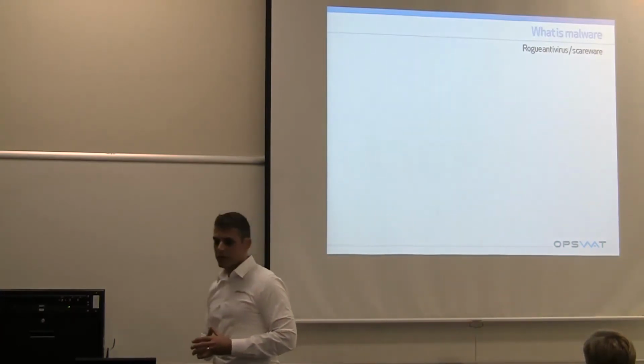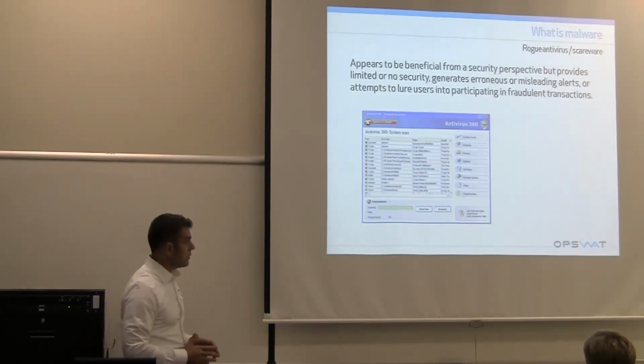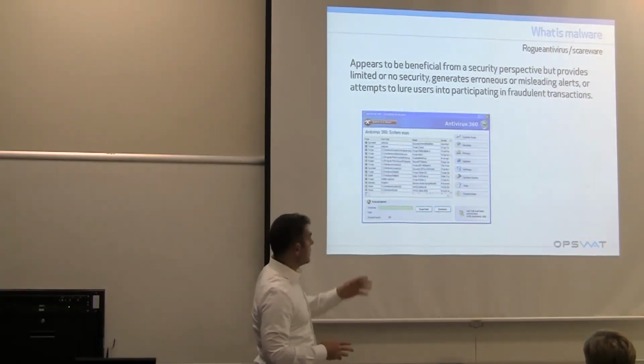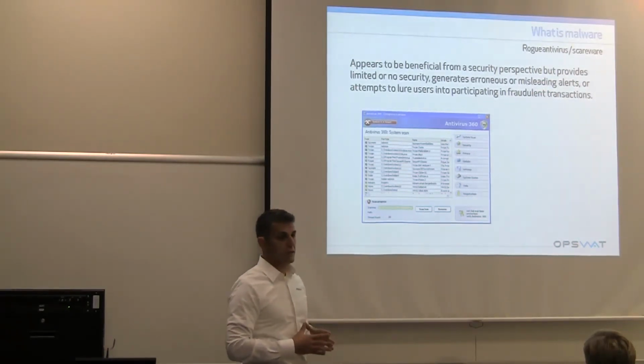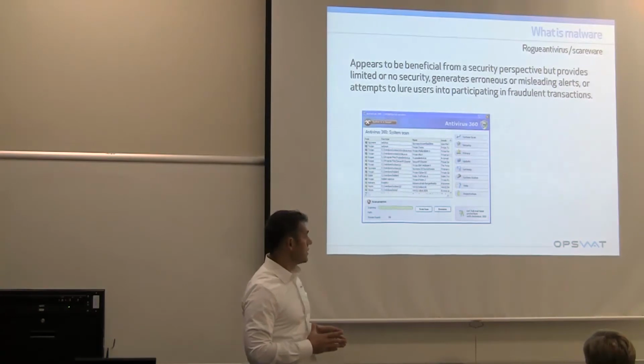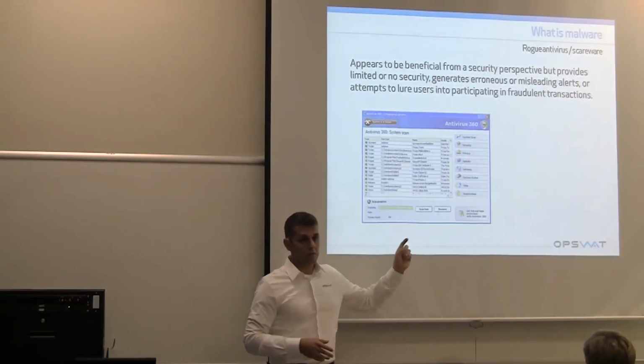The rogue antivirus is something that is very common now and is actually pretty successful at propagating. Antivirus 360 was a nightmare for many IT teams. It got millions of installations. It was a big issue. Part of that is that it was really hard to uninstall this solution.